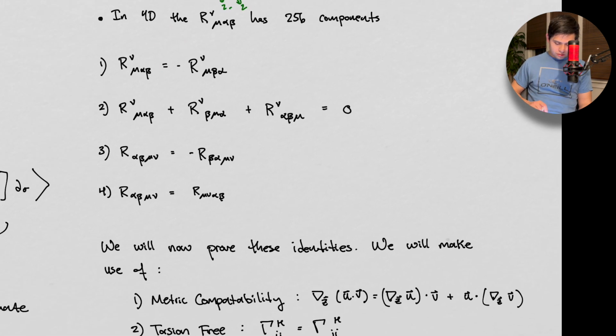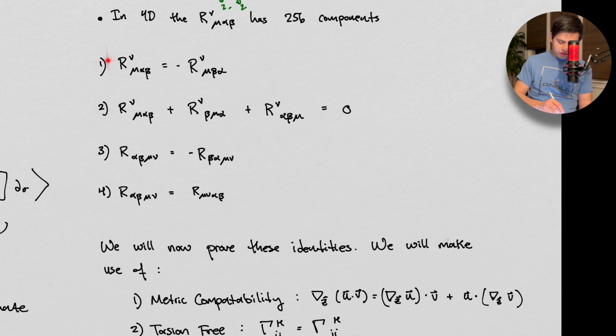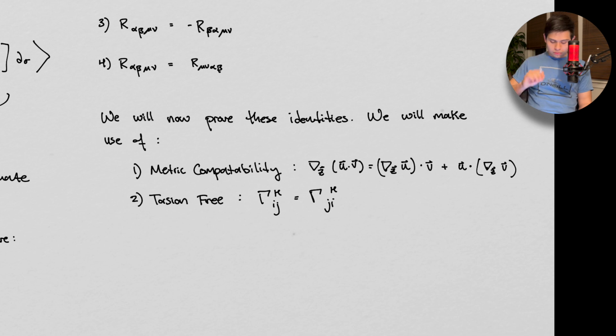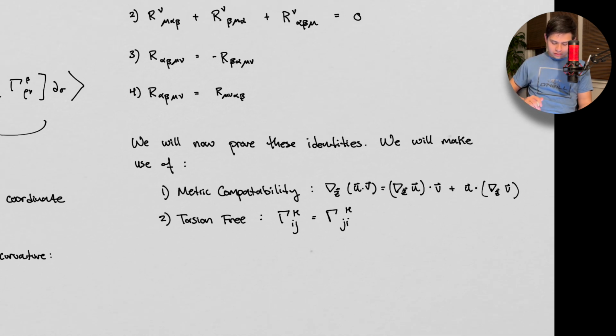Okay. And so this one's called the Bianchi Identity. And then these are just symmetries of moving around the indices. All right. So we're now going to prove these identities. We're going to make use of metric compatibility and the torsion freeness.